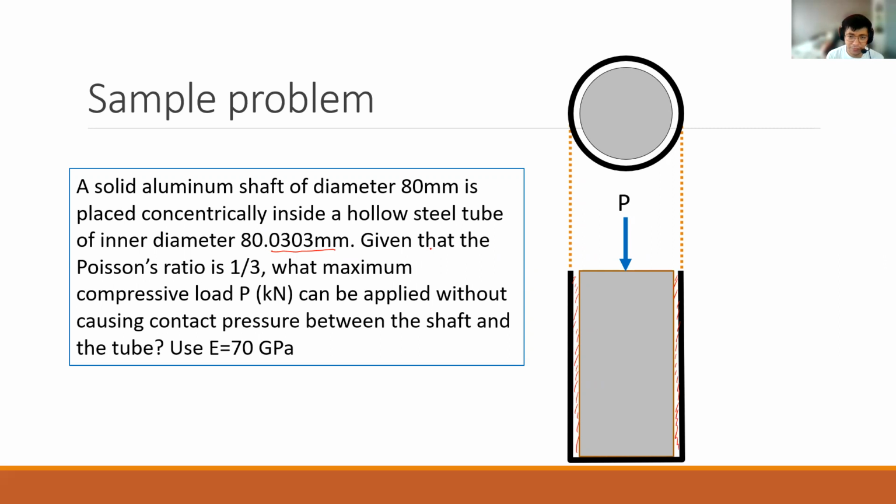Okay, so given that the Poisson's ratio is 1/3, what maximum compressive load P can be applied without causing contact pressure between the shaft and the tube? The modulus of elasticity is equal to 70 gigapascal. So again, if we go back to what we have discussed so far, we have here uniaxial loading, only in one direction. Meaning there's only one axial stress being induced in the material, or one axial loading, di ba?